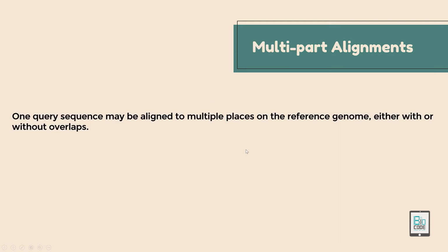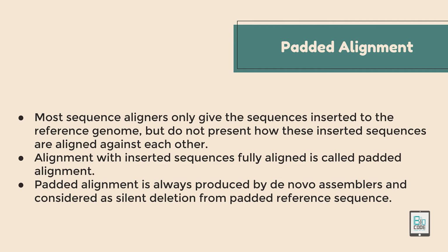So next is multi-part alignments. In this scenario, one query can align to multiple places on the entire reference genome. It can be with or without overlaps. For example, they can be overlapping or they cannot be overlapping at all. So in that scenario, this is known as multi-part alignment. And the final alignment, which is padded alignment, we will see how it looks in the next slide.